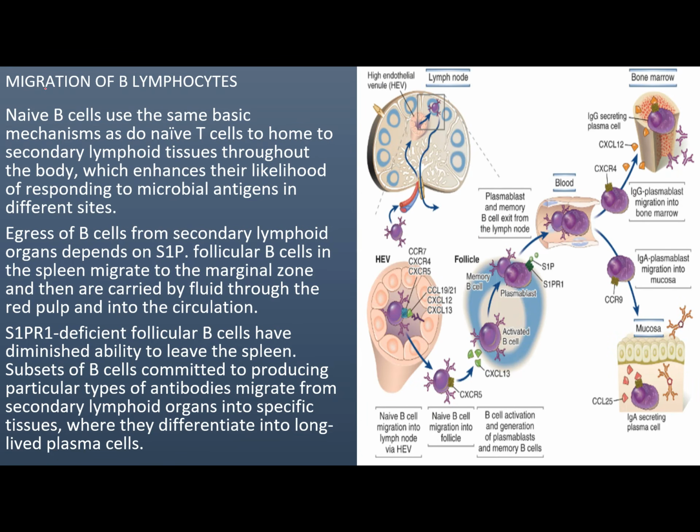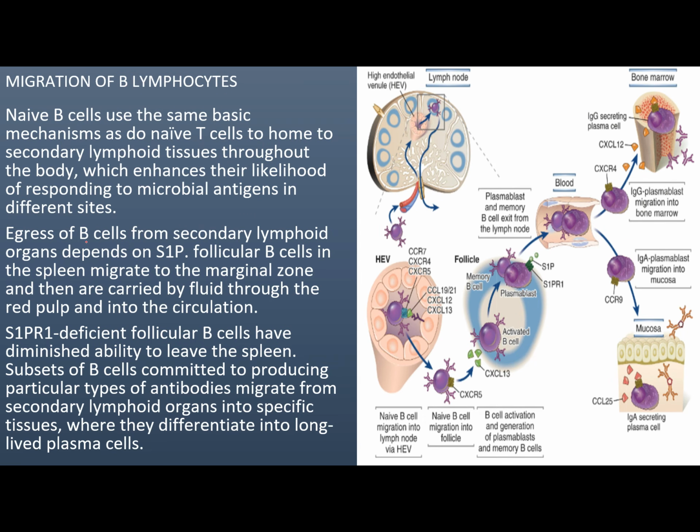Now let's go this time to your lymphocytes, your B cell. So before I explain this, let's read this. Naive B cells would use the same mechanism as naive T cells to home to the secondary lymphoid tissues throughout the body, which enhances their likelihood of responding to microbial antigen in different sites.